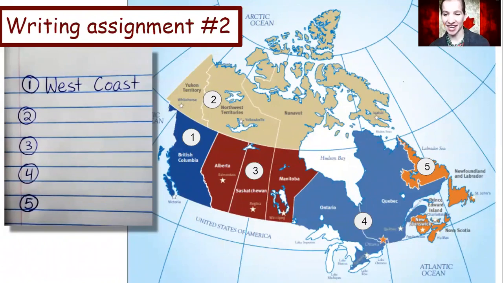You have another writing assignment, number two. Look at this map of Canada. Number one is in British Columbia. What region is number one? It's the West Coast region. Look at number two. What is that region? Please write the region in your notebook. Number three, what is this region? Number four, Ontario and Quebec, what is that region called? And number five, what is that region? Please write in your book. You can pause the video and play when you're done.